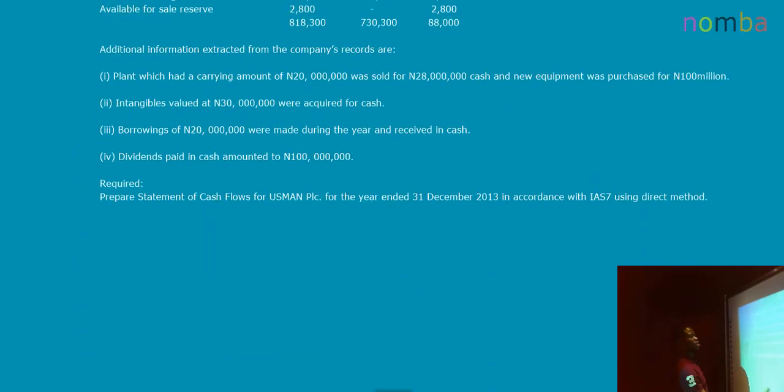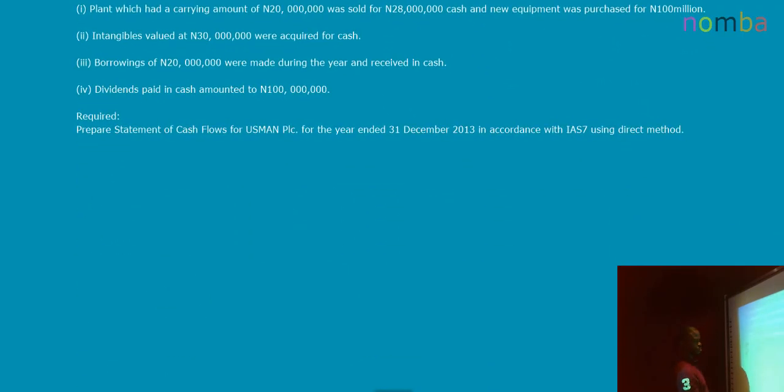And what is this question asking us to do? Here, the question is asking us to prepare a statement of cash flows for Usman PLC for the year ended 31st December 2013 in accordance with IAS 7 using the direct method. So this question is asking us to prepare a statement of cash flows using the direct method, and that is what they are asking us to do.